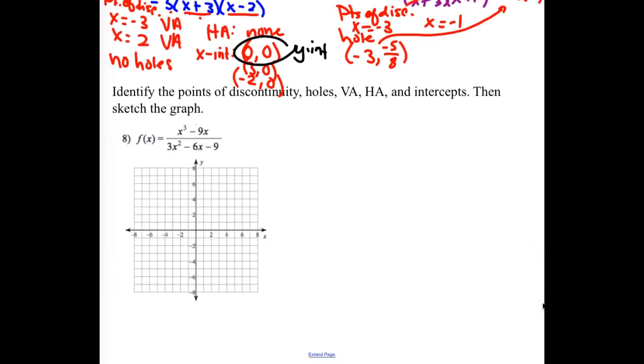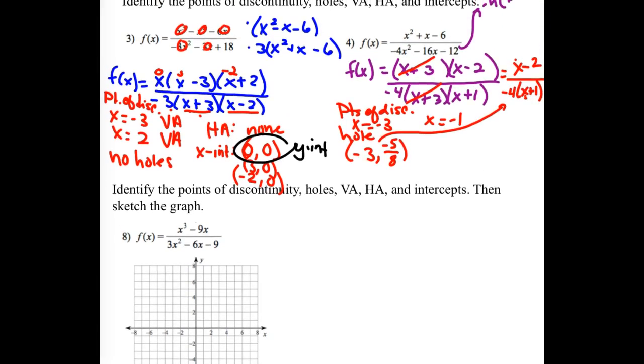This next one, we're finding the same information, but now we are going to actually graph it. Whoops, I forgot something. What did I forget? X and Y-intercepts. And horizontal asymptote. Wow, I skipped a whole bunch of stuff. All right, let's go back.